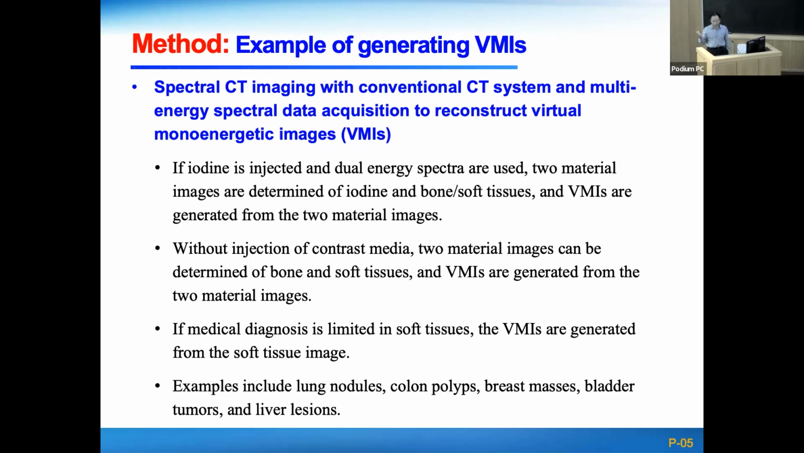If you ignore the iodine, you have bone as a reference: bone and soft tissues. For the problems I have interest in now, lung nodules and colon polyps, there's no bone involved. So you have 2 materials from photon counting or from 2 spectral, and you only use the tissue component. Right? Okay, let's go to the next one.